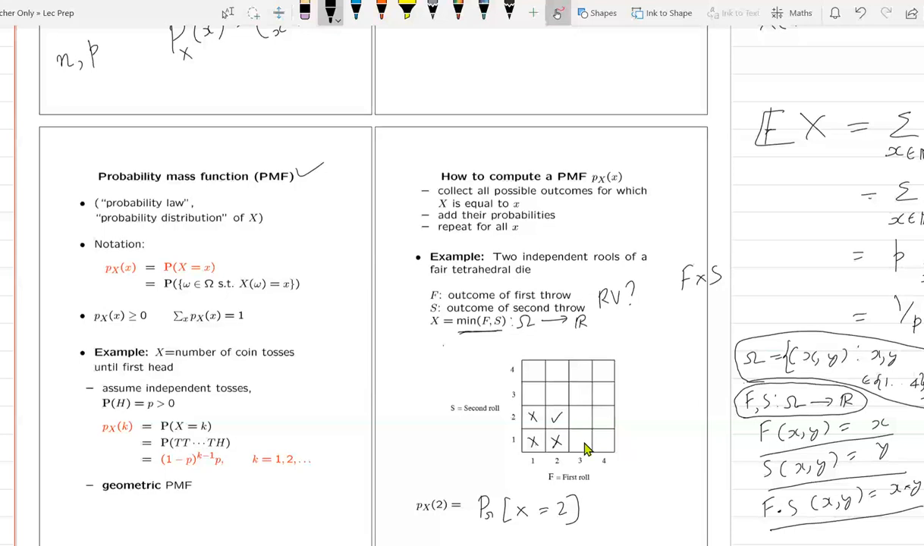This area? No, sir. Everybody agrees that this is also no? Yeah. So how many possibilities are there? 1, 2, 3, 4, 5. 9.